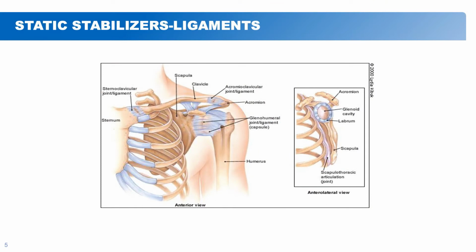The static stabilizers, as you see here in this image, primarily encapsulate or cover the shoulder and help to keep it in place. And then on the picture on the right, you see the glenoid labrum, which can often be torn in certain dislocation type events.